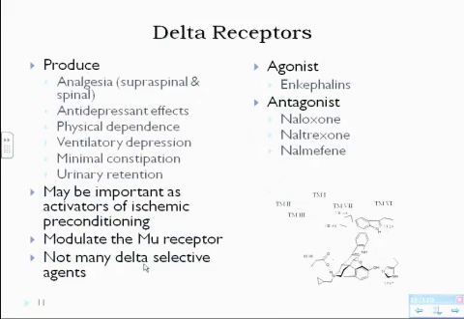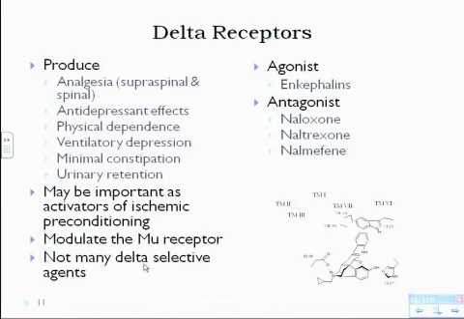The next one is the delta receptors. Delta receptors do affect the brain as well as the spine. They do produce analgesia. They also have significant antidepressant effects. They cause physical dependence very quickly, and they also cause ventilatory depression. They cause minimal constipation, but they do cause significant urinary retention. It may also be an important receptor to activate to prevent or act as what's called ischemic preconditioning. It modulates the mu receptors, it's thought, and not many delta selective agents are really available.